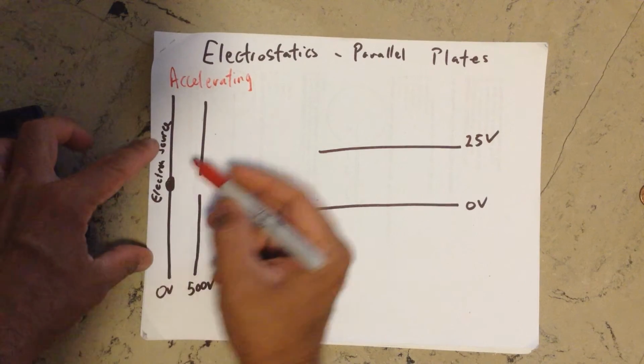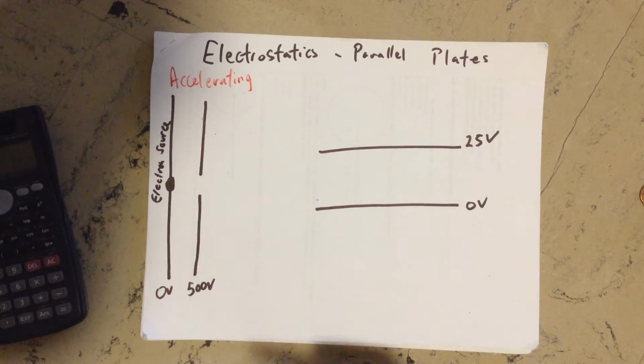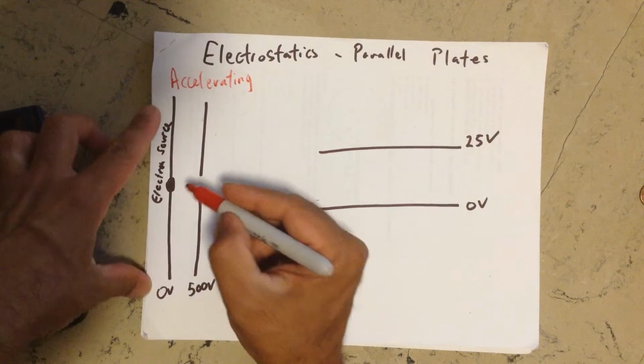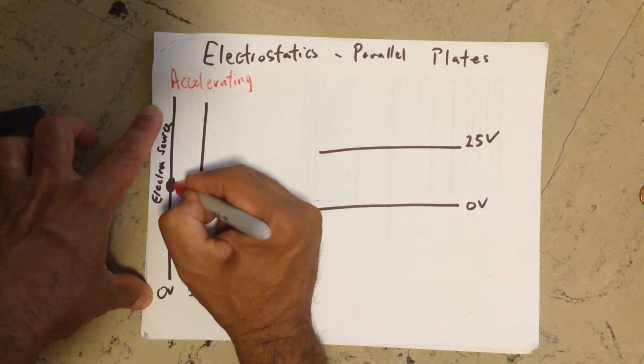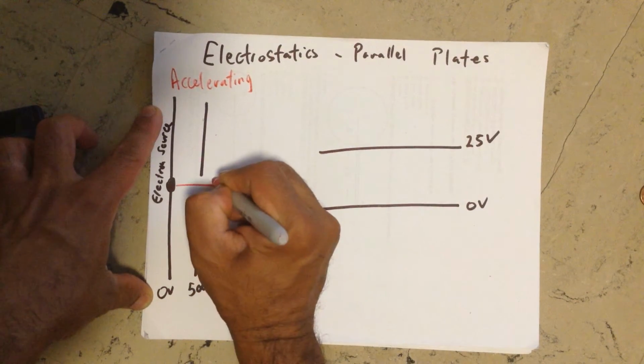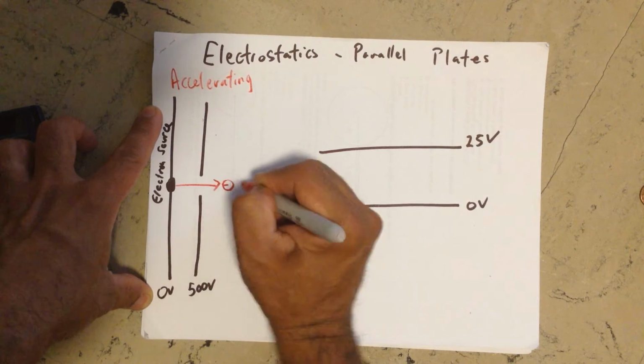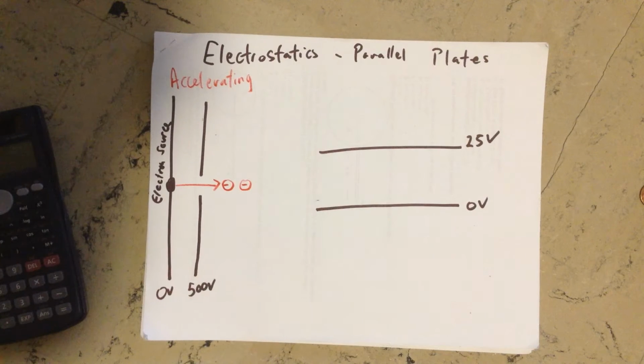So in this case, we have a positive plate over here, and the negative plate. Electrons emitted from the negative plate are going to be emitted at very high velocity, high speed coming out of those accelerating plates.